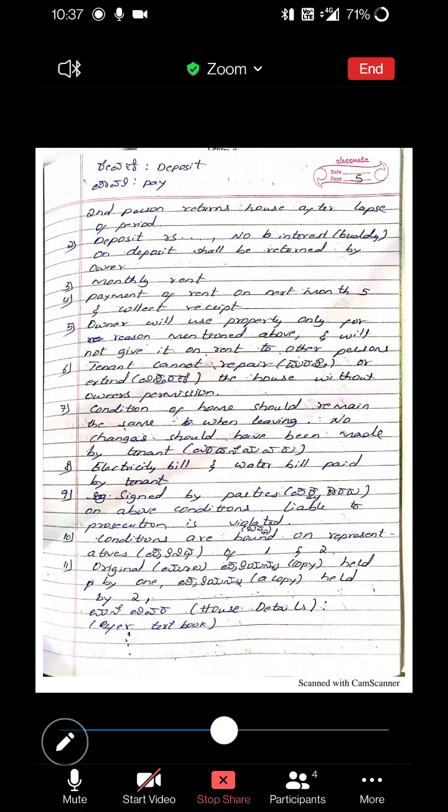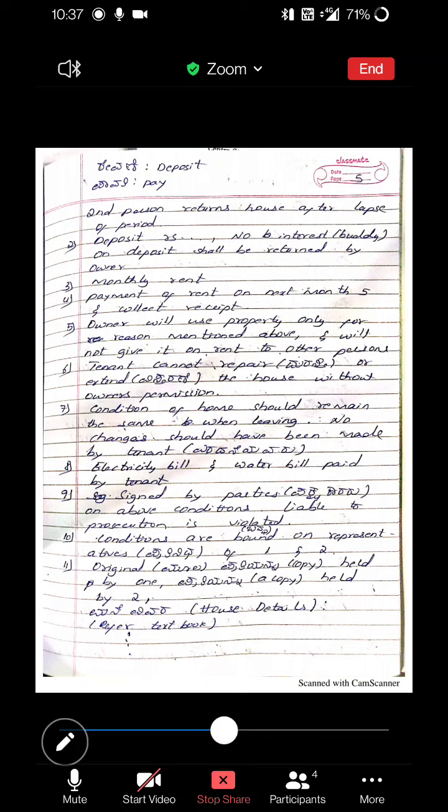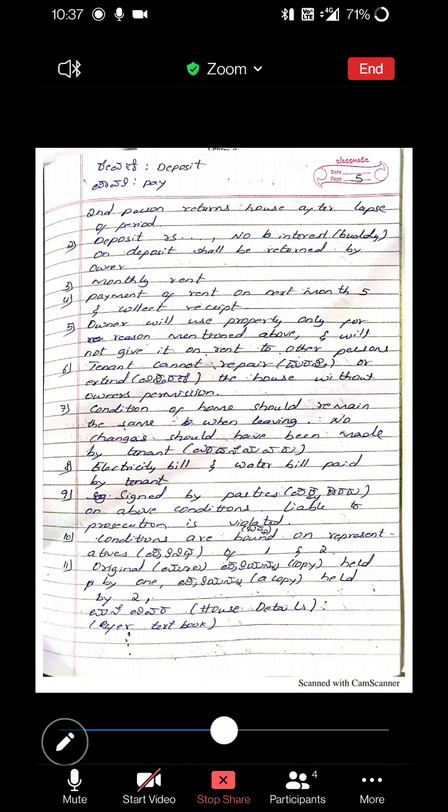Electricity bill and water bill are paid by the tenant, signed by both parties. On the above conditions, liable to prosecution if violated. Conditions are binding on representatives. The original main copy is held by the owner and the duplicate copy is held by the tenant. Then the house details: the format for house details is given in the textbook. We can write it. So that's all. I think time is up.